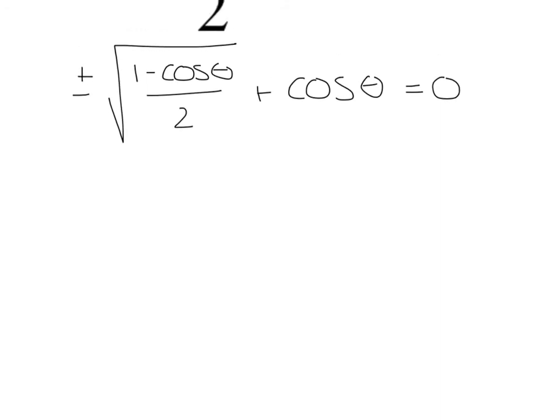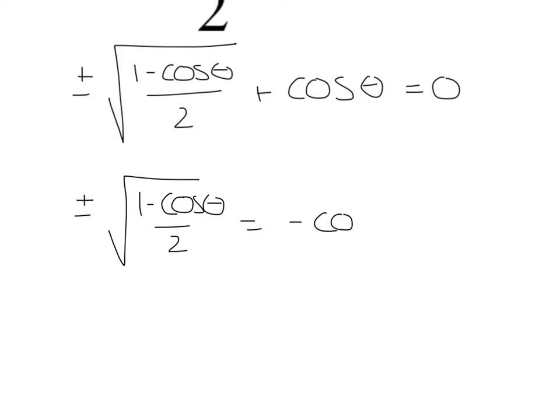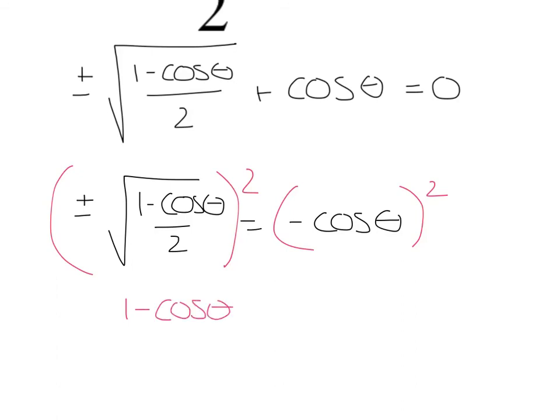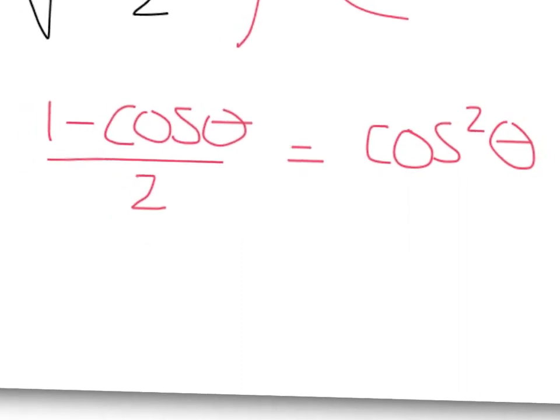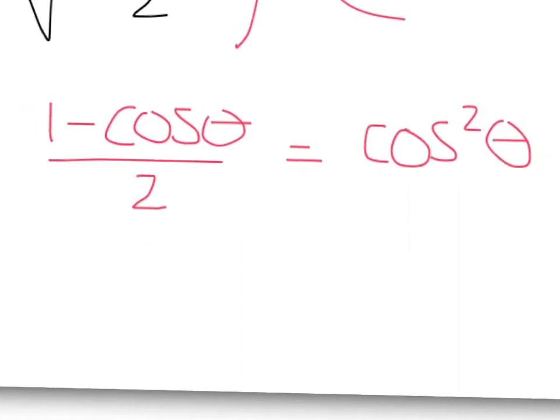Okay, so plus minus the square root of 1 minus cosine theta over 2 equals negative cosine theta. Now I'm going to take the square of both sides and watch what happens. I get 1 minus cosine theta over 2 equals cosine squared theta. How do I get the fraction out of the denominator? Multiply both sides by 2.